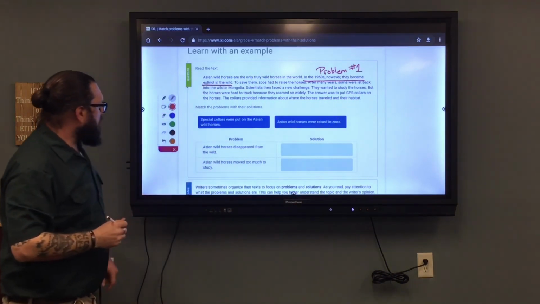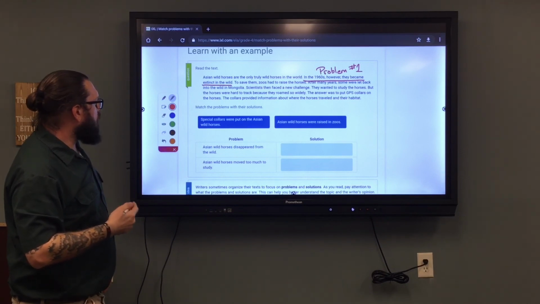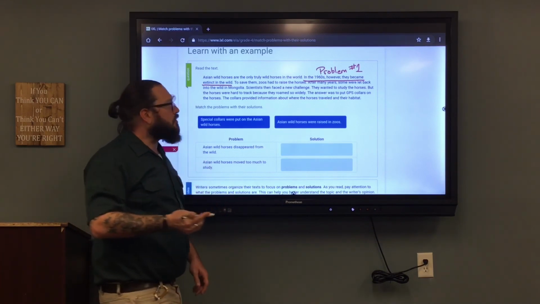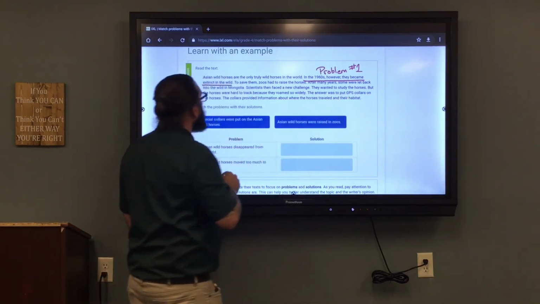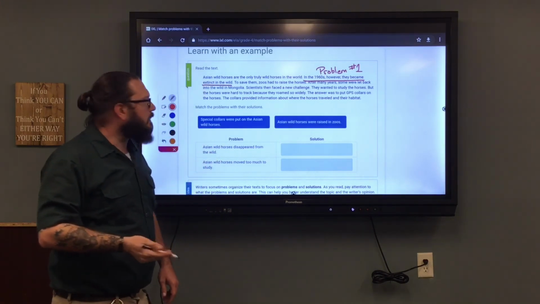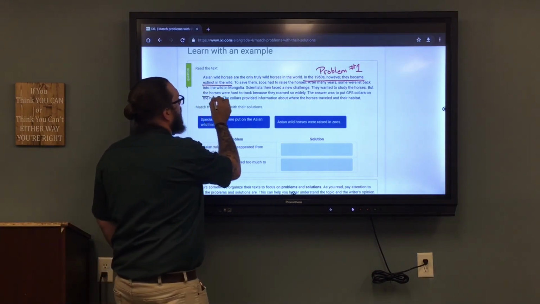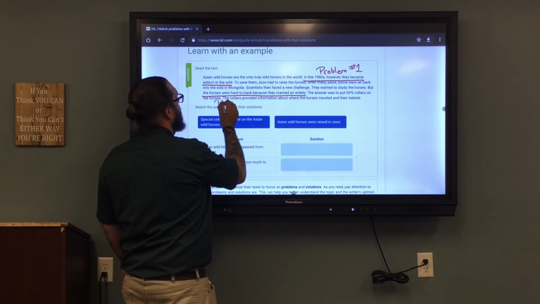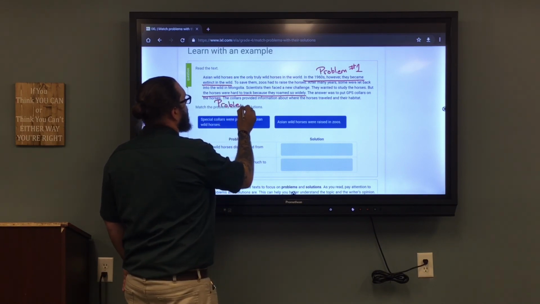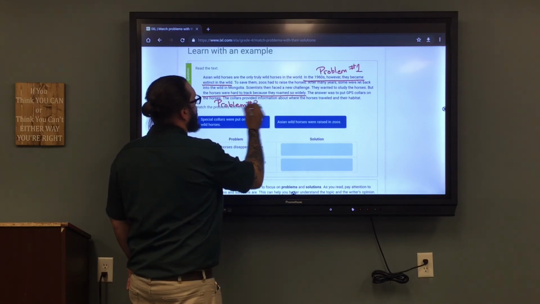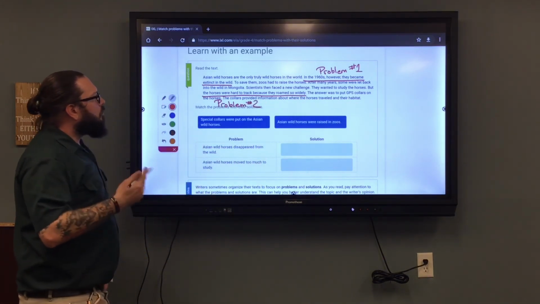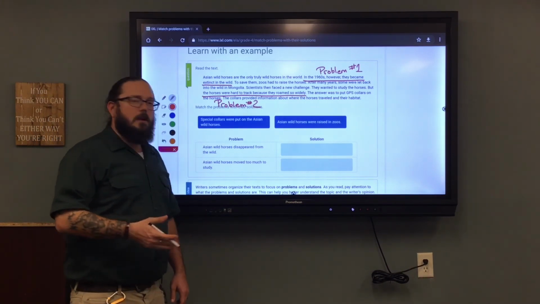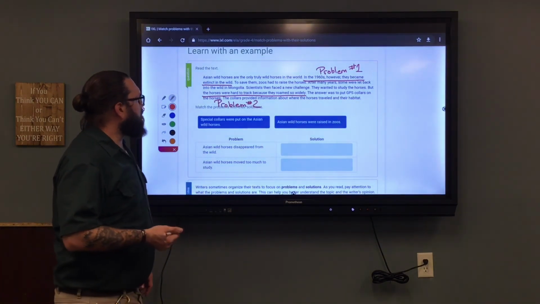The second problem we're presented with is Asian wild horses moved too much to study. All right, so we're told that the scientists faced the challenge because they wanted to study the horses, but the horses were hard to track because they roamed so widely. So here is our second problem. So problem one, they became extinct in the wild. Problem two is they were hard to track because they roamed so widely.